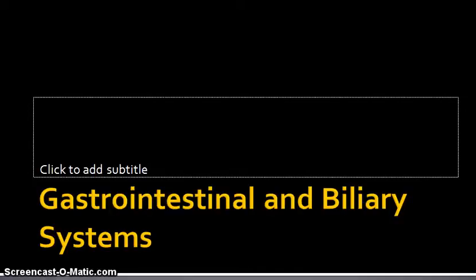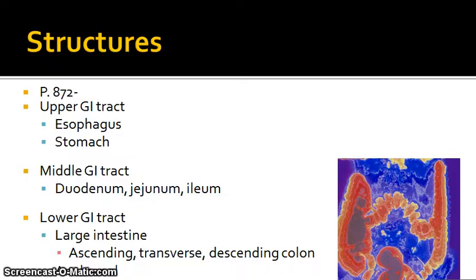So this week we are going to talk about the GI and biliary systems. When we're talking about the GI system, it's broken into sections. The upper GI tract includes your esophagus and your stomach. The middle is your duodenum, jejunum, and ileum. And then the lower GI tract is your large intestine, which includes your ascending, transverse, and descending colon, as well as the anal canal.